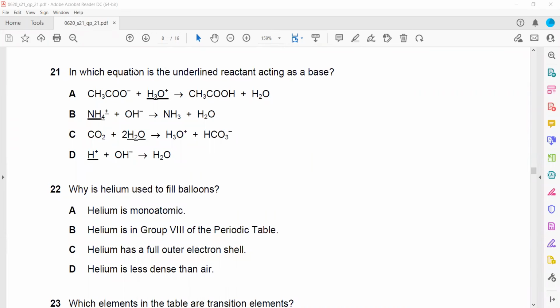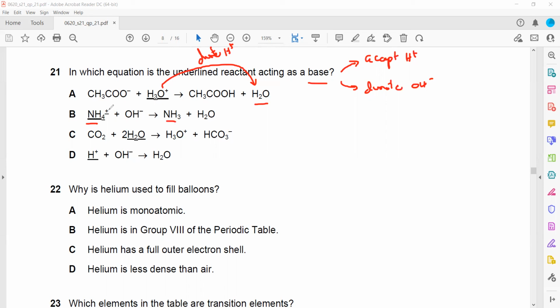In which equation is the underlying reactant acting as a base? So, what is the definition of a base? For a substance to be a base, it must accept a proton. This is our proton acceptor, or it must donate a hydroxide ion. When we check the first equation, it is H3O becoming H2O. So it does not accept a proton, it donates a proton. That's why it is not a base.